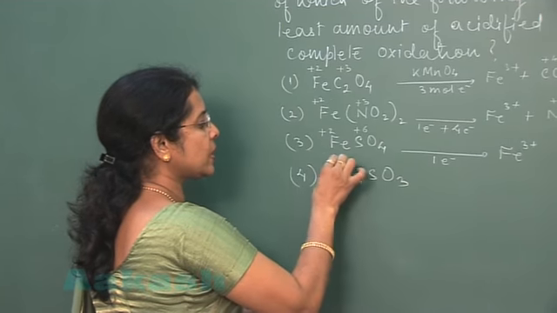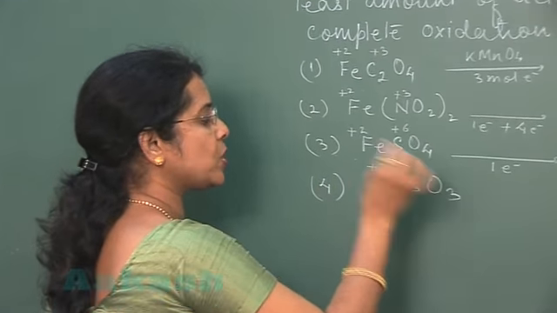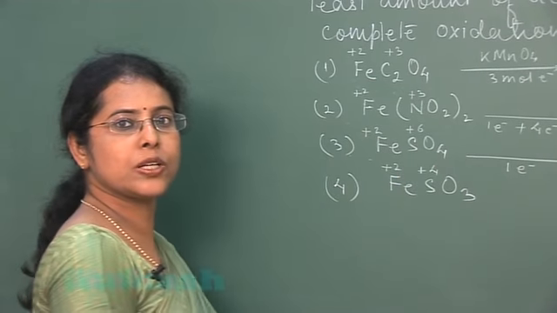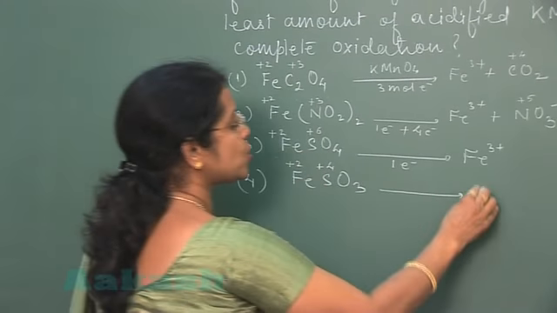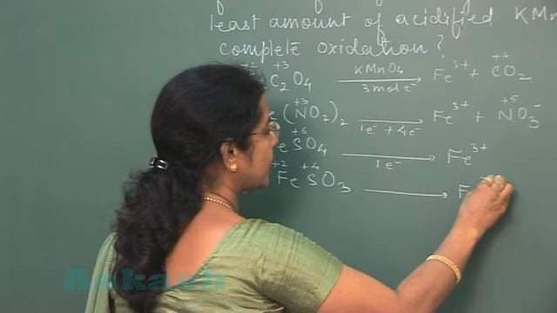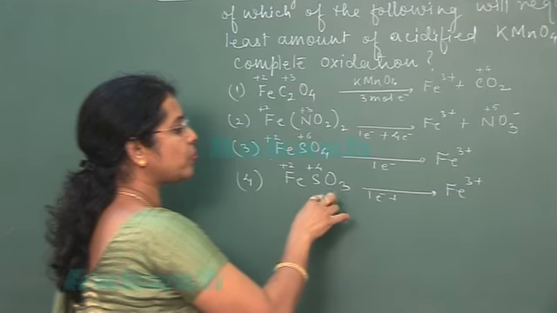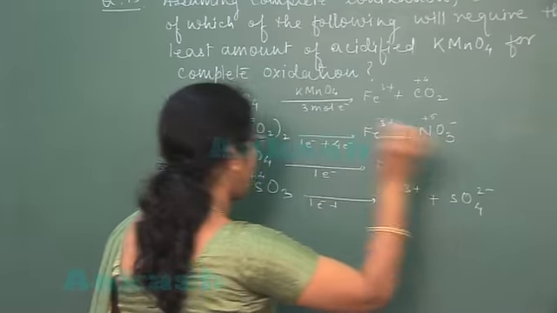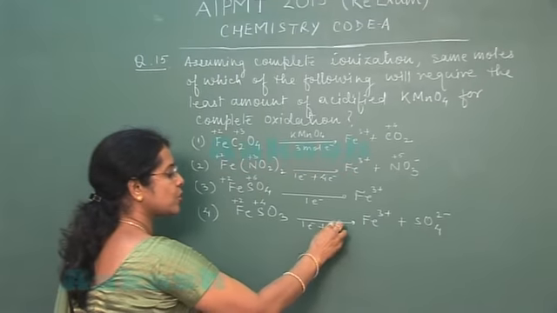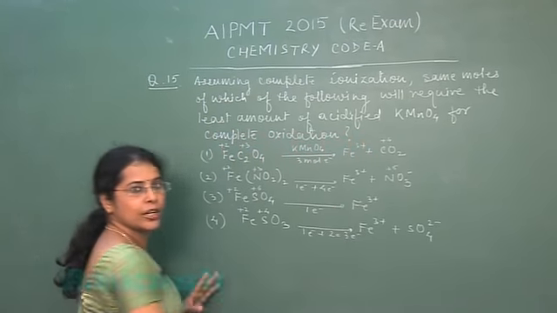In the fourth option, this is ferrous sulfide. Iron is present in +2 state, sulfur is present in +4 state. KMnO4 will oxidize ferrous to ferric, involving 1 electron. And sulfur from +4 to +6, that is sulfate ion. So there is involvement of 2 electrons, total 3 electrons are involved.